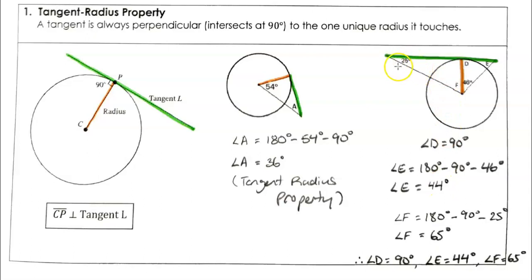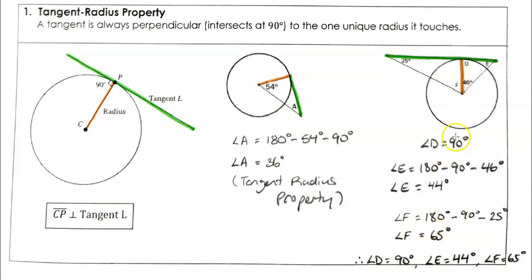And the very last one, F, well, that's all the way in this triangle, but we know this corner right here is also 90 degrees because of the tangent radius property. So I'm just, again, going to go 180 minus 90 minus 25, and that last angle is going to be my F, which is 65.